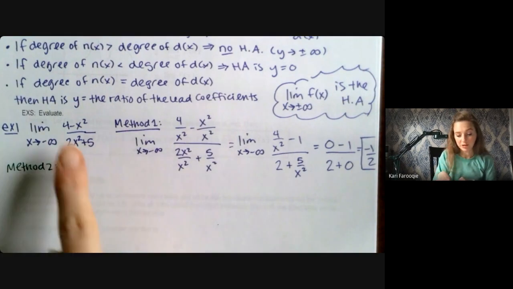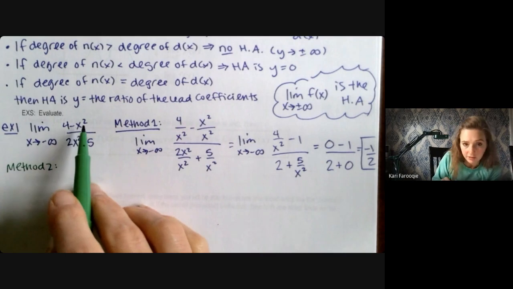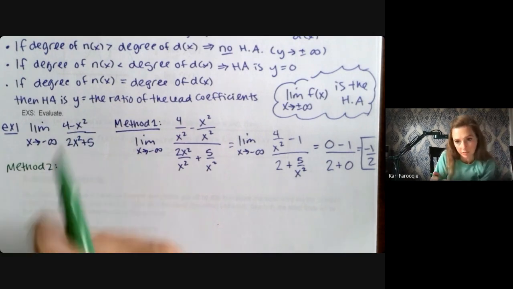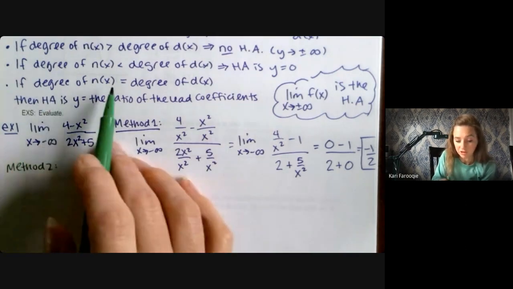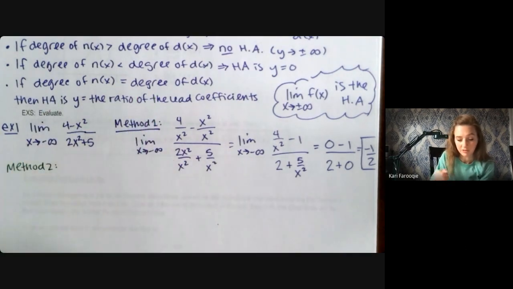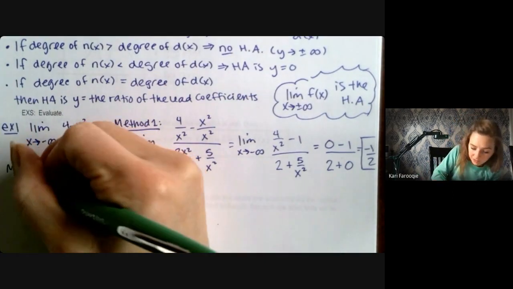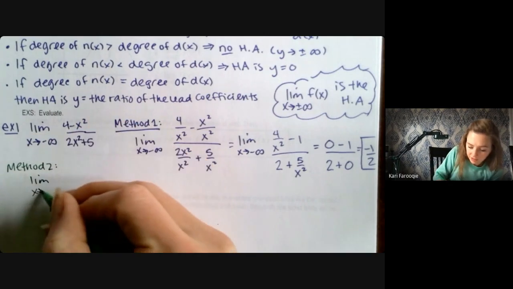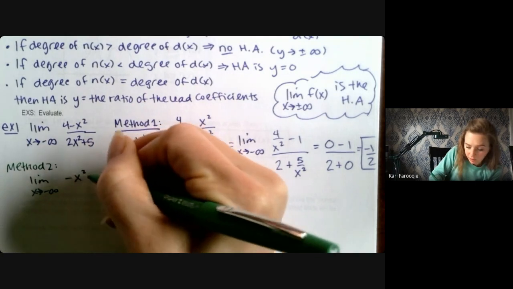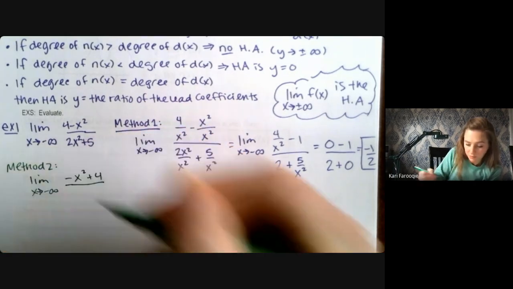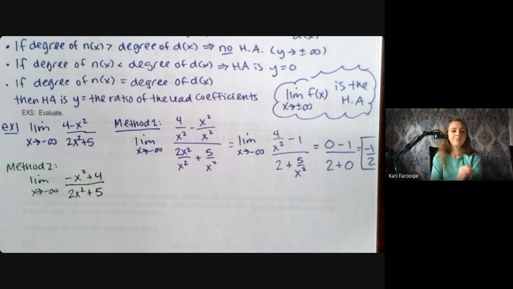That's actually not true, because you don't have this in descending order currently. The highest power that you have on x in the numerator is 2. And in the denominator, it's also 2. So your degrees are actually the same, which puts you into case 3 here. If you're not sure about that, just rewrite it. So I would say that this is the limit as x approaches negative infinity of negative x squared plus 4 divided by 2x squared plus 5.